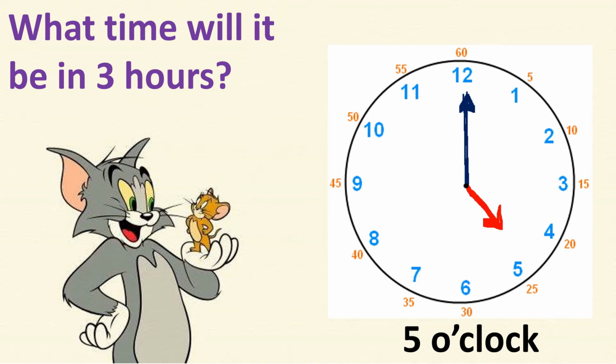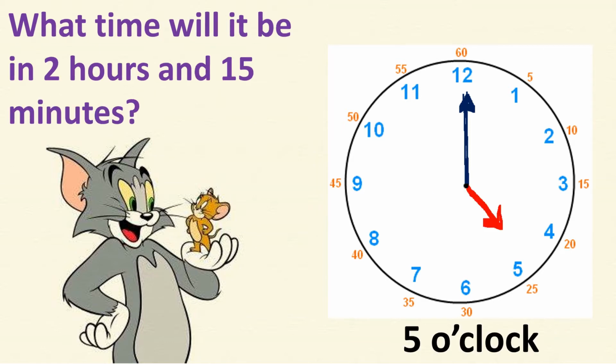So the minute hand has to move around the clock 3 times fully. When it moves around the clock one time, that means it will be 6 o'clock. When it moves around the second time, that means it will be 7 o'clock. And last, when it turns around one more time, that means it is 8 o'clock. So, what time will it be in 3 hours? It will be 8 o'clock in 3 hours.